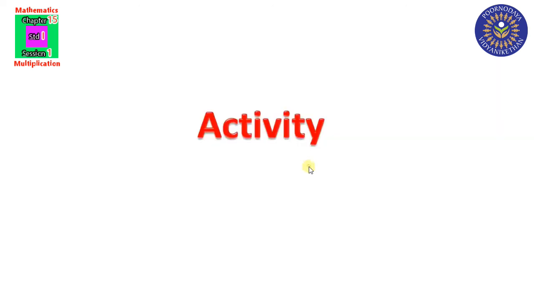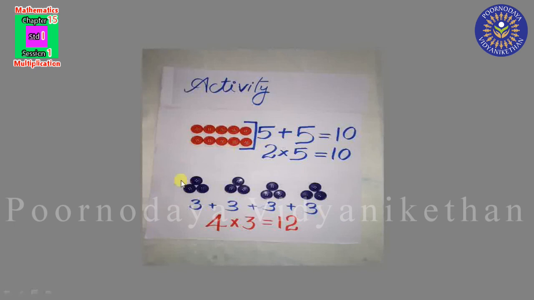Yes. Children, next we are going to do an activity. Look at this paper. See here. Yes, I have arranged some buttons. In the first row, there are 1, 2, 3, 4, 5 buttons. Isn't it? Look at the second row. 1, 2, 3, 4, 5. There are also 5 buttons.